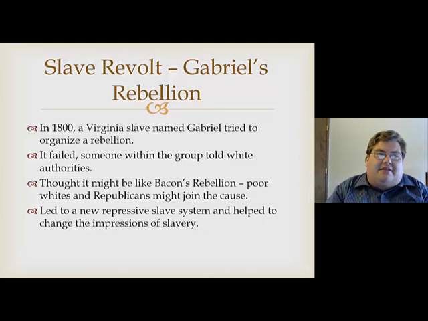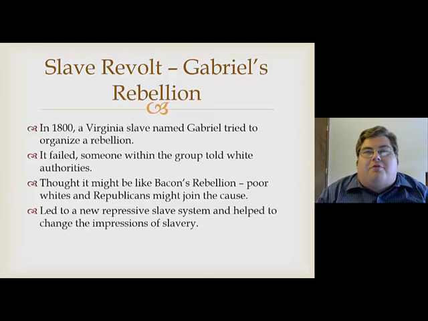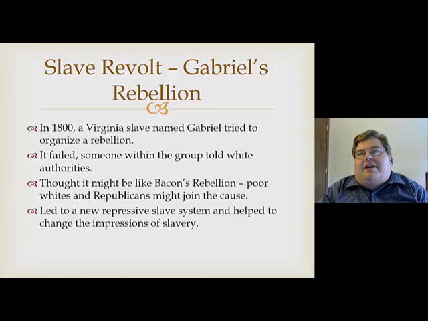And I know that sounds like a bit of redundancy, repressive slave, but in this system, now it becomes illegal to teach slaves to read and write. It becomes illegal to teach them religion. You're going to have armed slave patrols roaming the countryside. The rights of slaves are really, really, really clamped down.